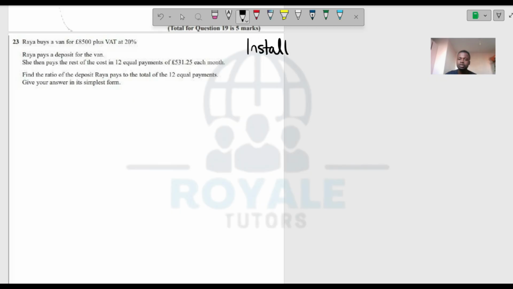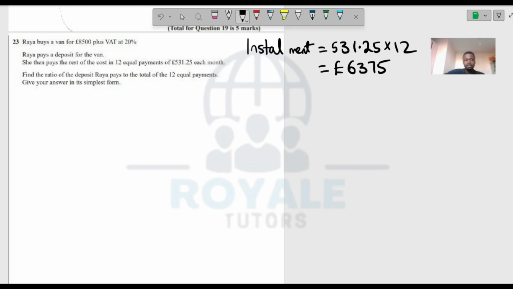The total paid in the installment is going to be 531.25 multiplied by 12. So we want to know how much was paid on installment. So you have 531.25 each month, and we have 12 equal payments. So the total amount paid on installment will be 531.25 times 12. If you punch that out, you have this times 12, and that is £6,375. So this is how much was paid on installments.